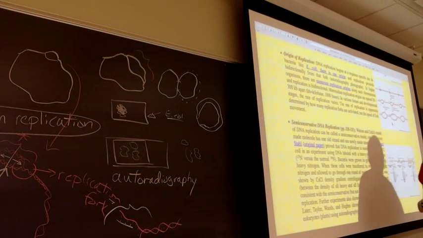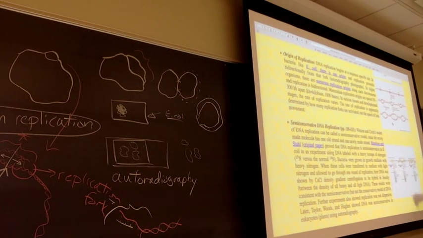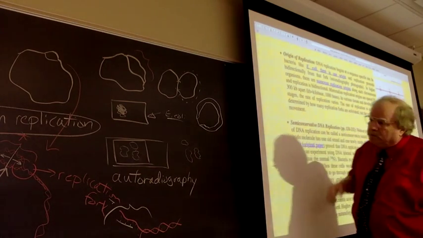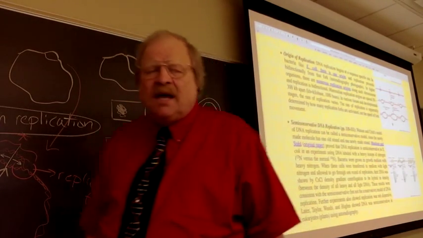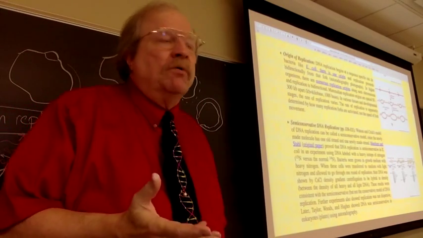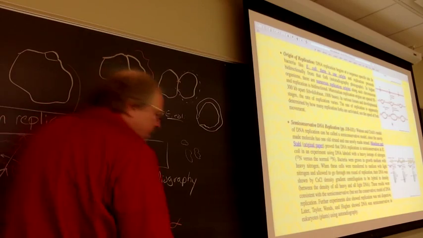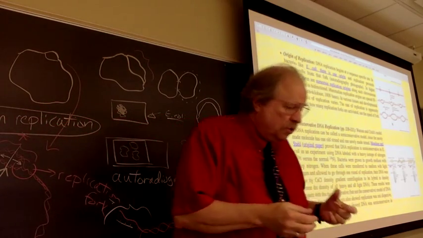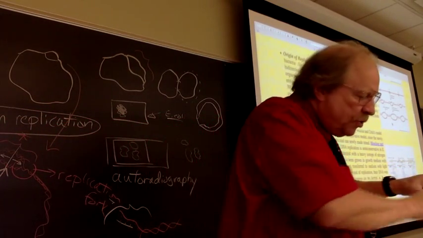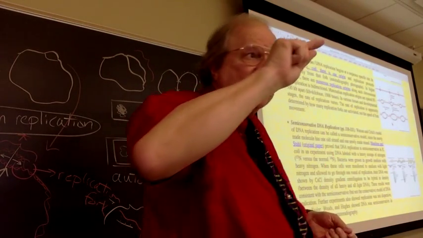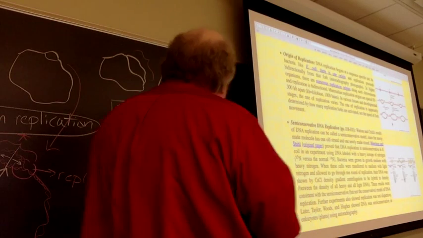So quite a few years later, some people decided to do the same experiment with higher organisms' DNA, with Drosophila and then in mammalian DNA. And by that time, you could actually do electron microscopy. So you didn't have to deal with radioactivity. You could take replicating chromosomes, spread them out, coat them with something, and look at them with a scanning electron microscope. And you could actually see the outline of the chromosome.